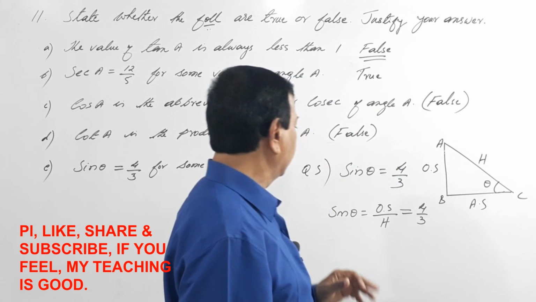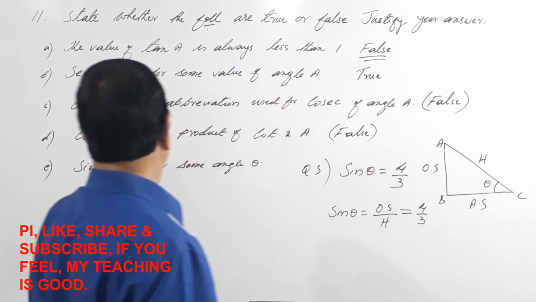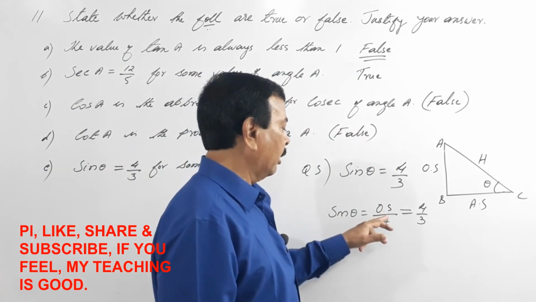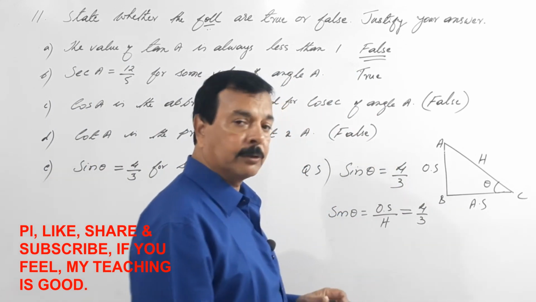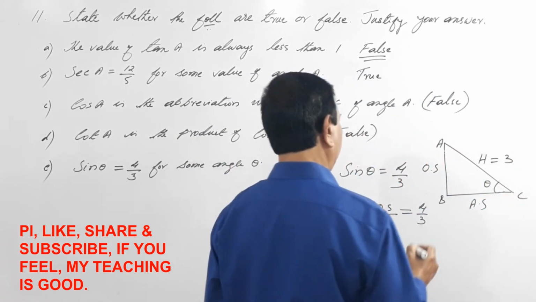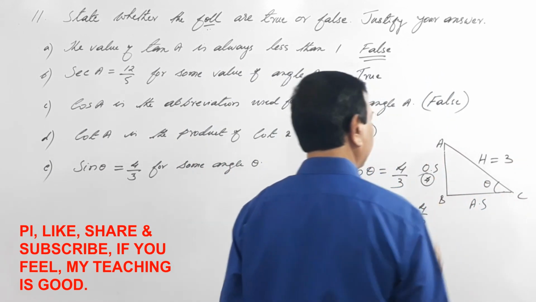4/3. Students, he has given sin theta equals 4/3. So I have written sin theta equals what? Opposite side by hypotenuse. So what does it mean? The hypotenuse is equal to 3 and the opposite side is 4.